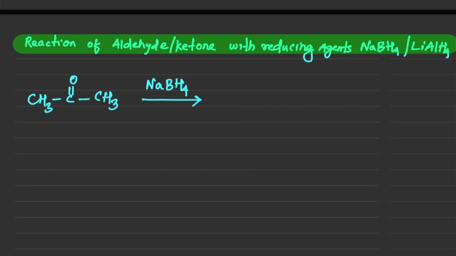Hello everybody. In this video we will discuss reaction of aldehyde or ketone with reducing agents such as sodium borohydride or lithium aluminum hydride. So let's begin these reactions right here. So we have acetone, CH3COCH3, that's our ketone, and then we have reducing agent sodium borohydride.